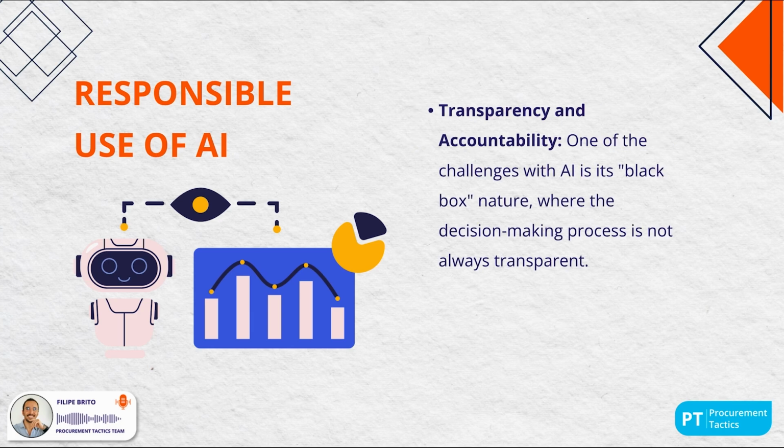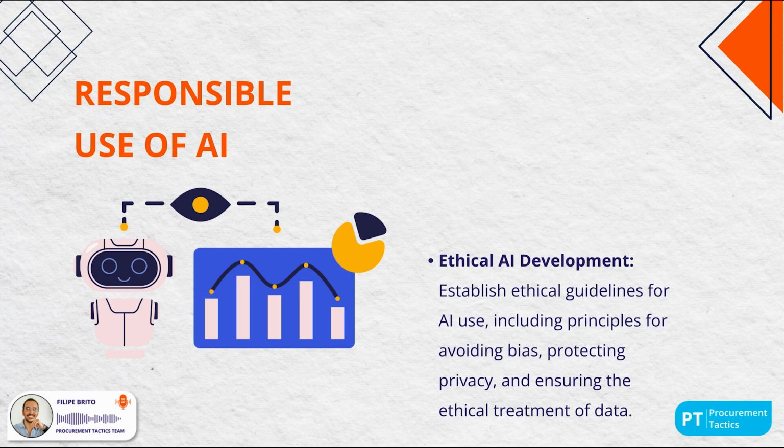One of the challenges with AI is its black box nature, where the decision-making process is not always transparent. Organizations must ensure that AI systems are designed with transparency and accountability in mind. This includes documenting the decision-making process, providing explanations for AI data-driven decisions, and ensuring that AI models are regularly tested and updated. Responsible AI development involves creating algorithms that are fair, transparent, and accountable.